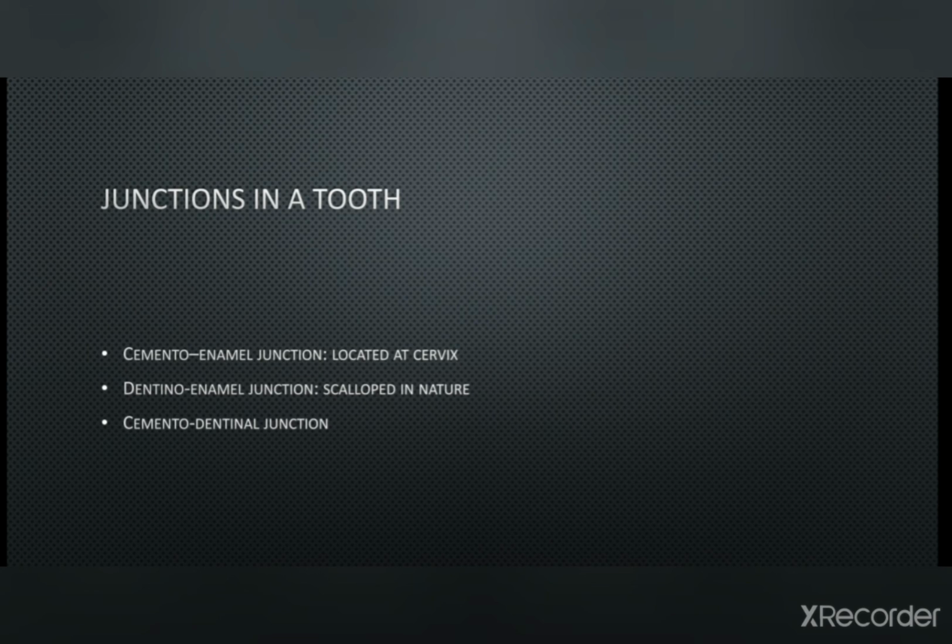And next is the dentino-enamel junction, the junction between the coronal dentin and the enamel of the tooth. It is scalloped in nature. If this junction is weak, the enamel is easily separated from the dentin and the enamel is chipped off or lost. Next is the cemento-dentinal junction, which is between the radicular dentin and the cementum, which is the covering of the tooth.